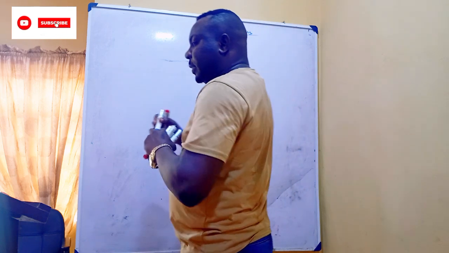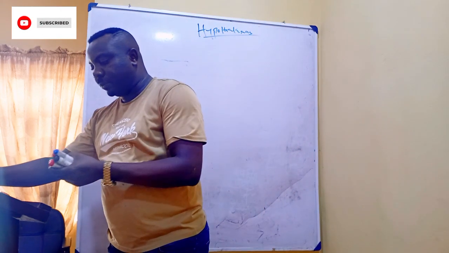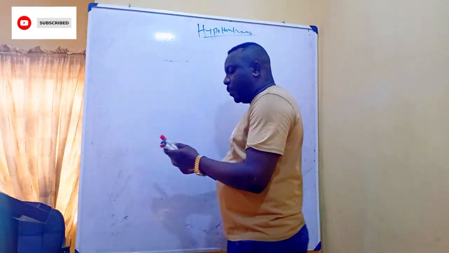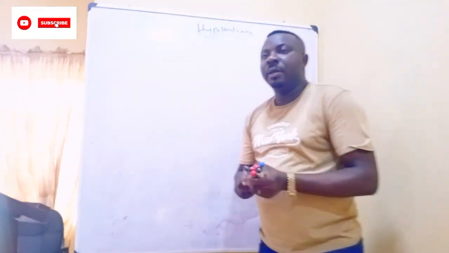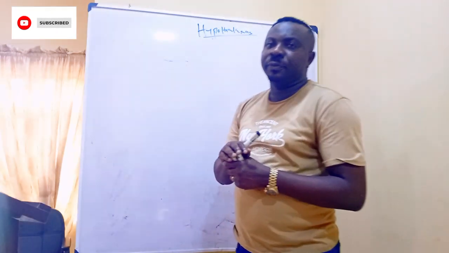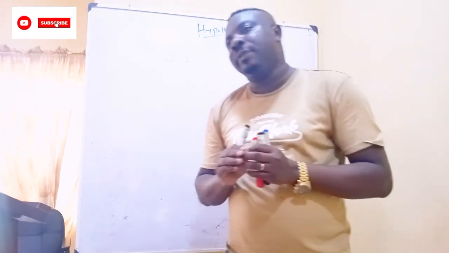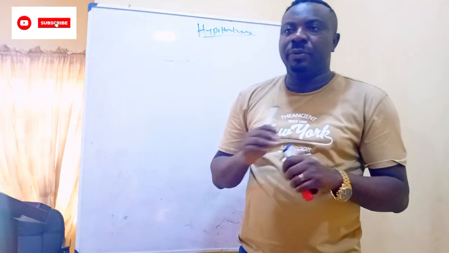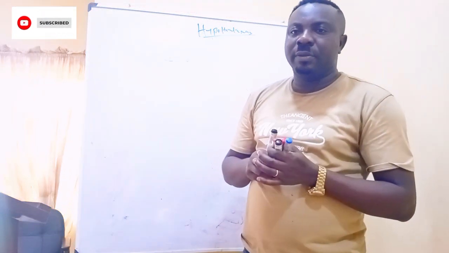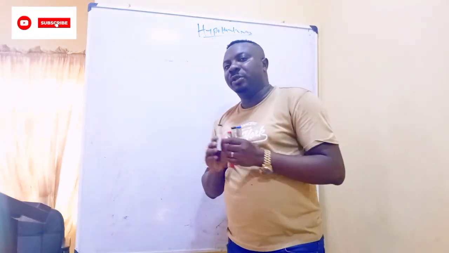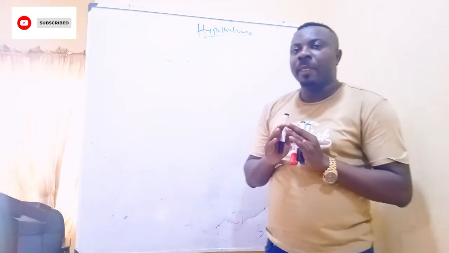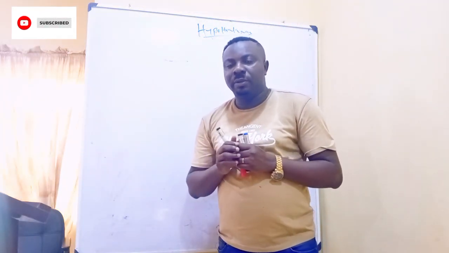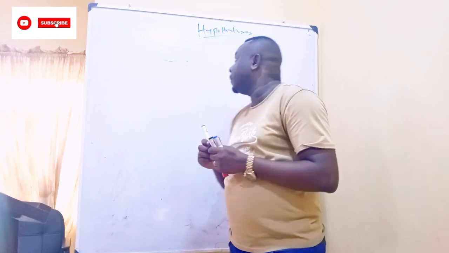The hypothalamus is a diencephalic structure that is located inferior and anterior to the thalamus, right? Yes, sir. The hypothalamus is located where? Inferior and anterior to what? The thalamus.